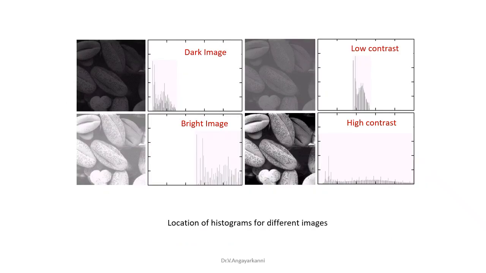Here some of the images and their corresponding histogram values are shown. For a dark image, the values are moved nearly to 0. Similarly, for a bright image, the values are mostly near the upper half of the gray levels, from 125 to 255. In the same way, for a low contrast image, the values vary approximately from 100 to 125, and for a high contrast image, the values are spread almost equally from 0 to 255.